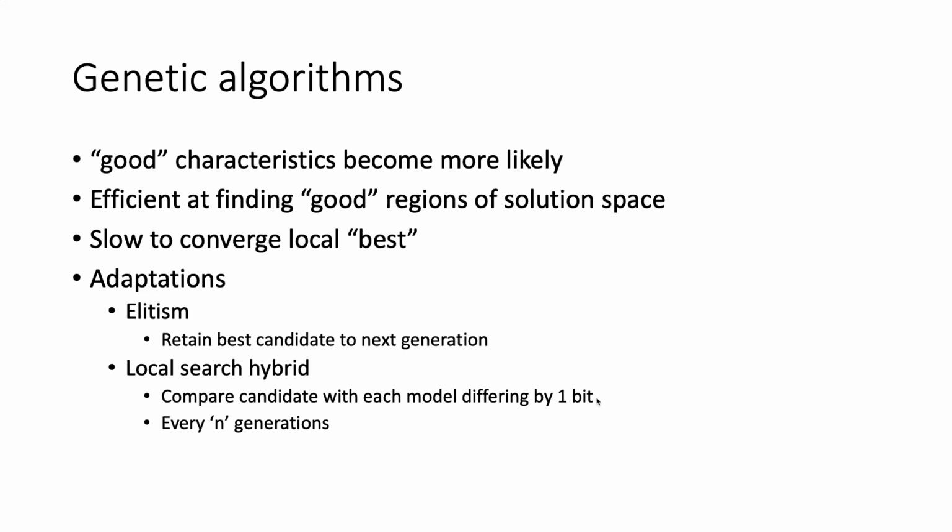And a local search hybrid, because this algorithm brings us to a good region, and ideally the region that contains the best solution, but doesn't identify that best solution necessarily. A greedy search algorithm like the downhill search, local search hybrid, can compare candidates by changing the genome, by changing the model features, and we represent these as bits. I'll talk about that in a minute. By changing those bits one by one, and you can evaluate that every n generations.